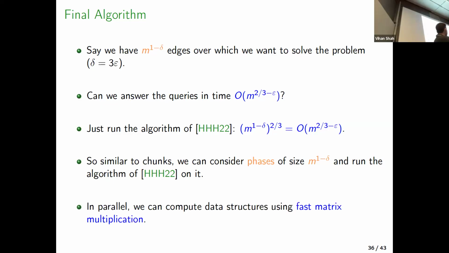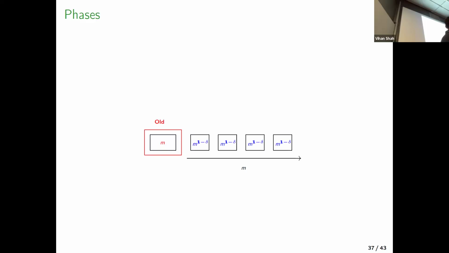And in parallel, we're going to compute data structures using fast matrix multiplication. Again, the idea is the same as before. Let's say you already have images, and between all pairs of vertices, you've already computed some paths. What I'm going to do now is, for the incoming rest of the edges, partition them into blocks of this size, M to the 1 minus delta.